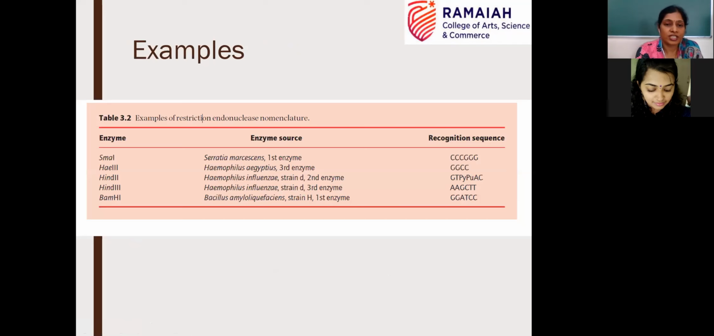Examples of a few restriction enzymes. Here are the enzyme name, the organism from which the enzyme had been isolated, and the recognition sequence of that particular enzyme. SmaI: SmaI has been taken from Serratia marcescens. This is the first enzyme isolated from this organism. S is from the genus name, and MA, the first two letters of the species name.